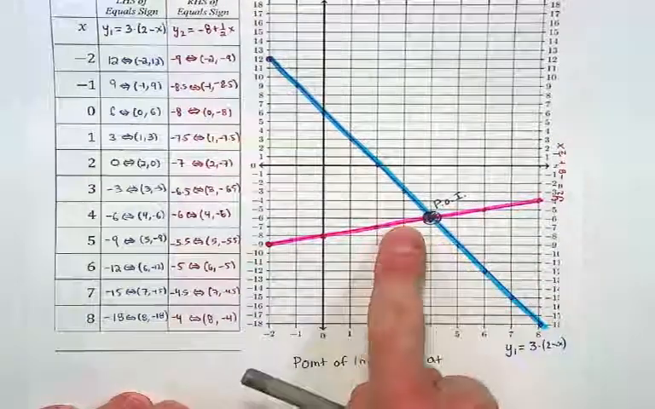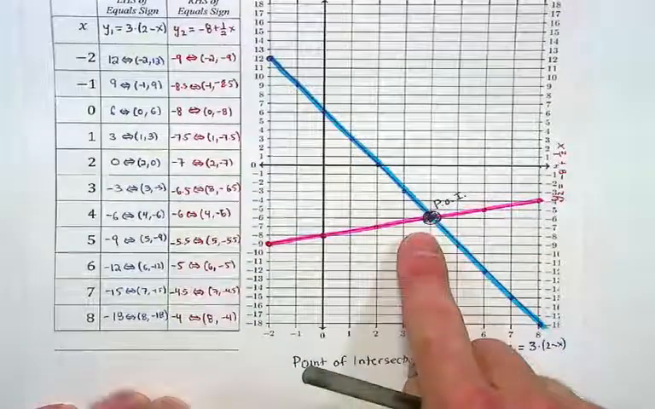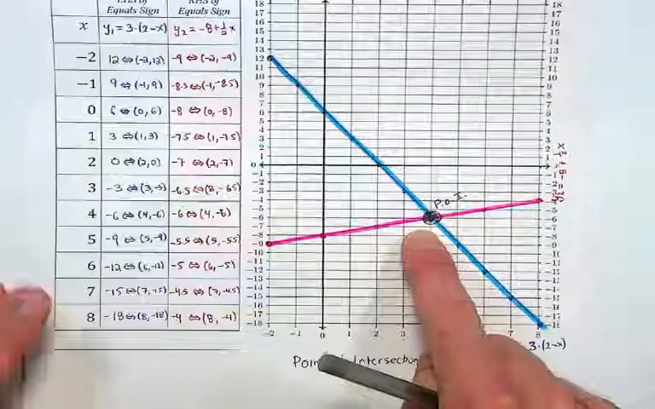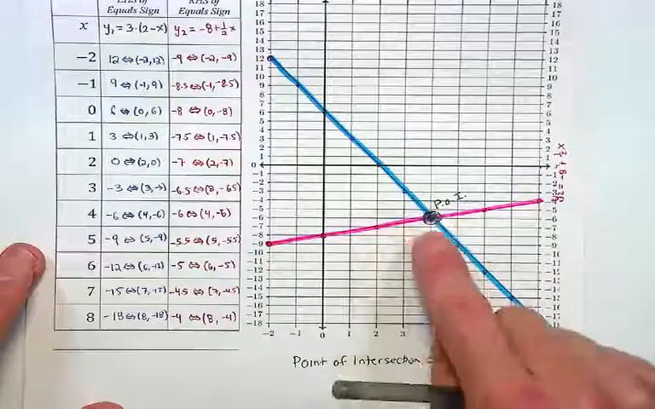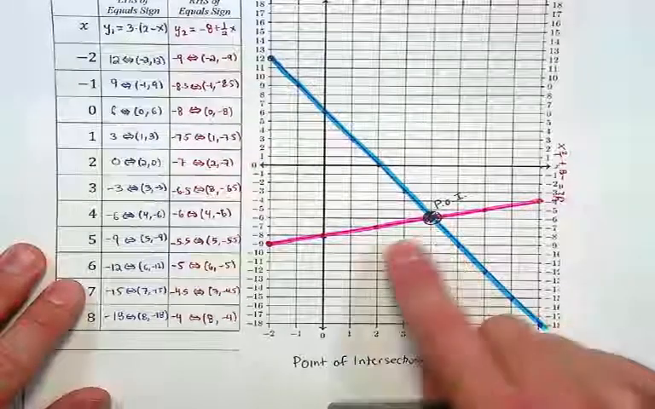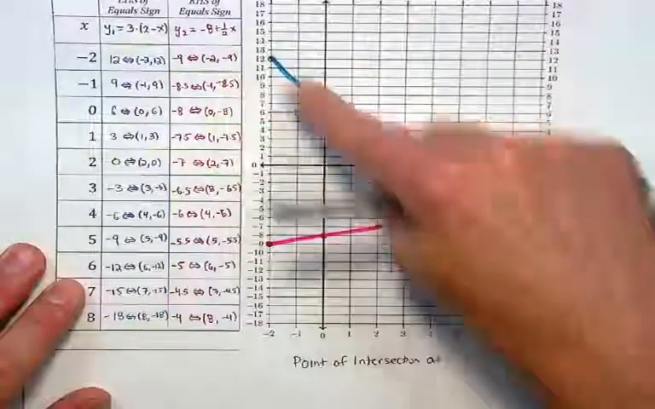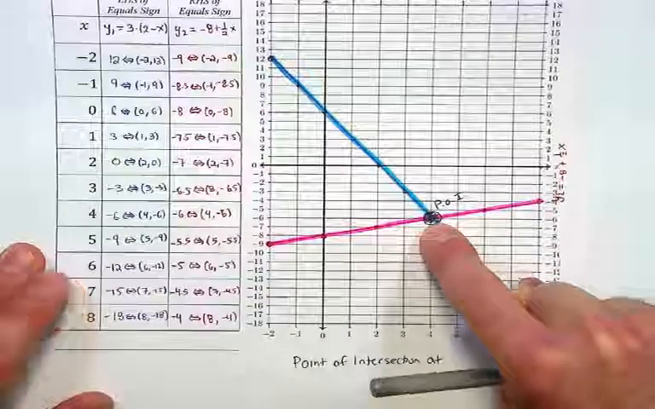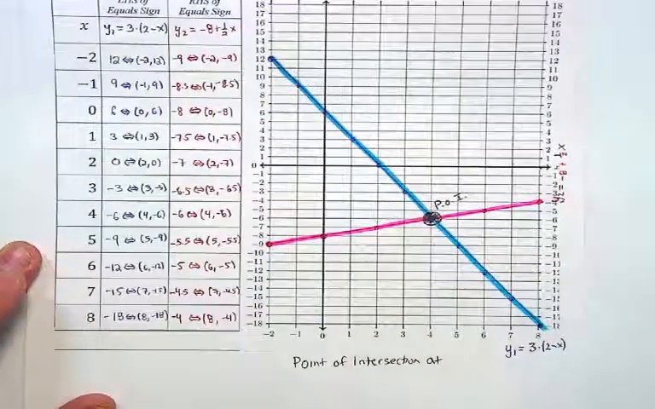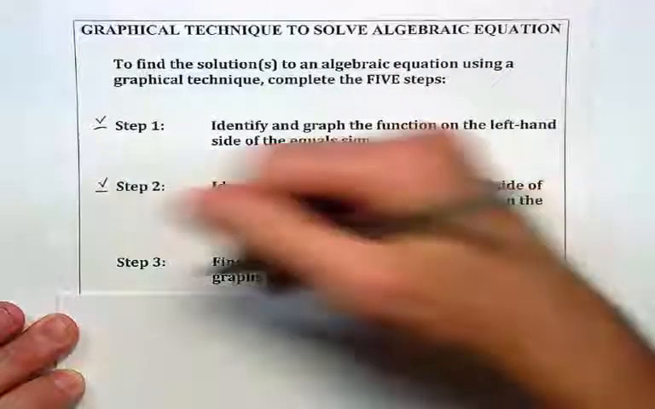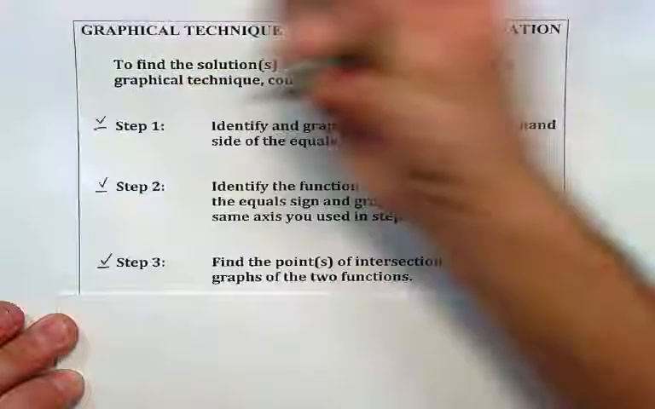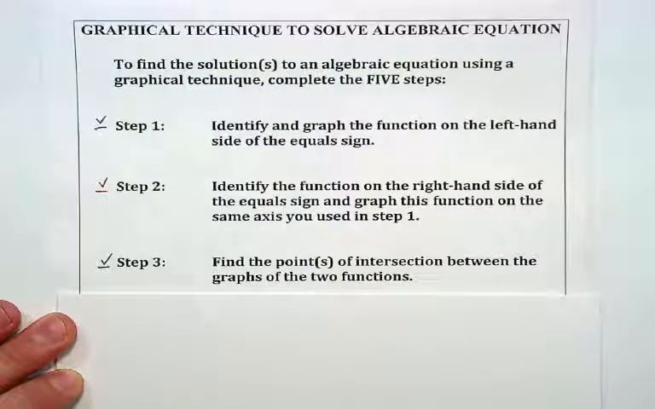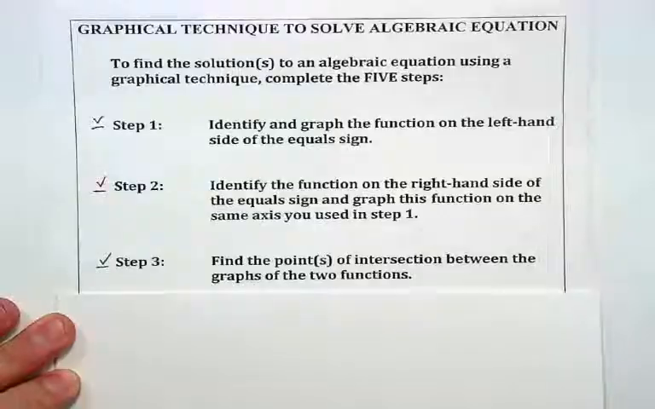Notice in this situation, because these are lines, we only have one point of intersection. We might expect only one solution. Remember, the graphical technique says solutions to equation happens when one graph touches the other graph right there. I like it when you touch it right there. Returning to the steps in the graphical technique, we have now done step 3, which was to identify the point or points of intersection. In this case, we only have one.